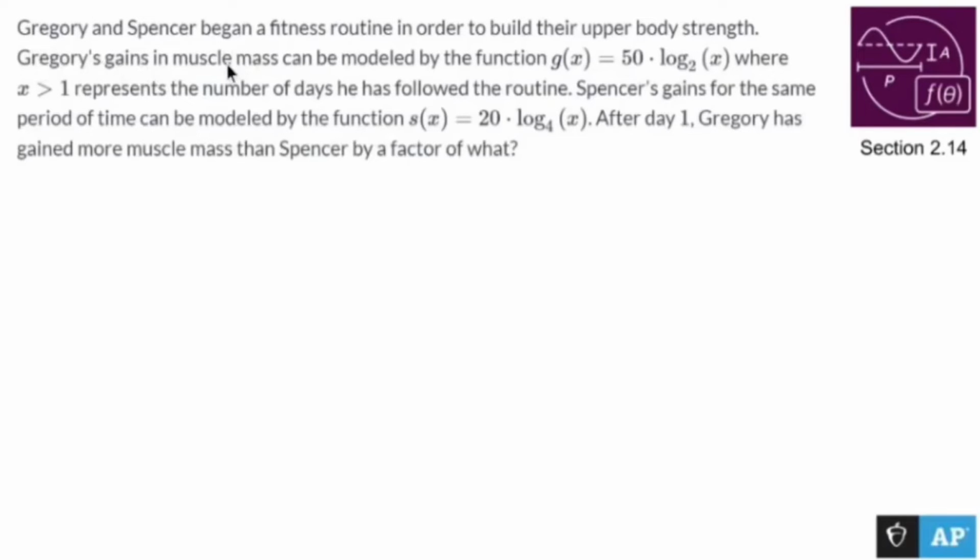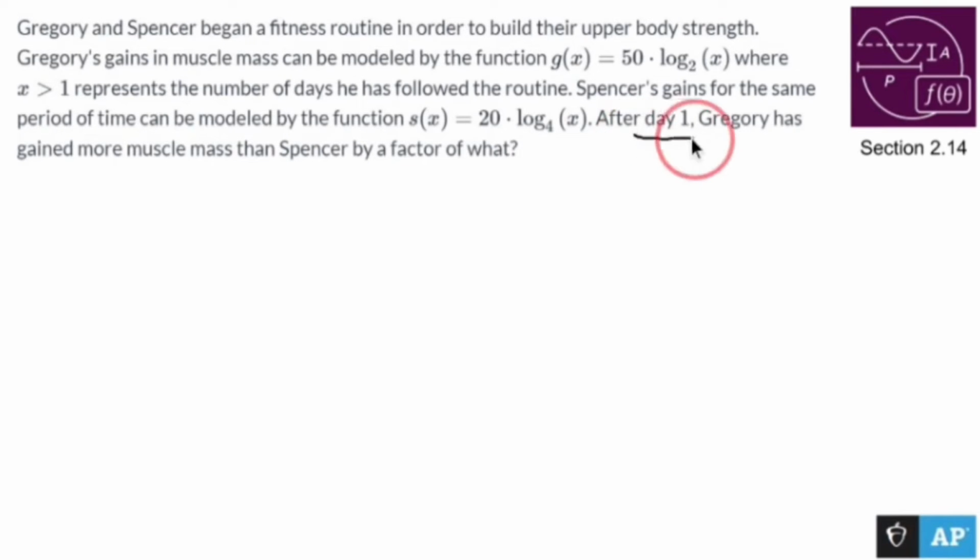Gregory and Spencer began a fitness routine in order to build their upper body strength. Gregory's gains in muscle mass can be modeled by the function g of x equals 50 times log base 2 of x, where x is greater than 1. x represents the number of days he has followed the routine, which means more than one day. Spencer's gains for the same period of time can be modeled by the function s of x equals 20 times log base 4 of x. After day 1, Gregory has gained more muscle mass than Spencer by a factor of what?